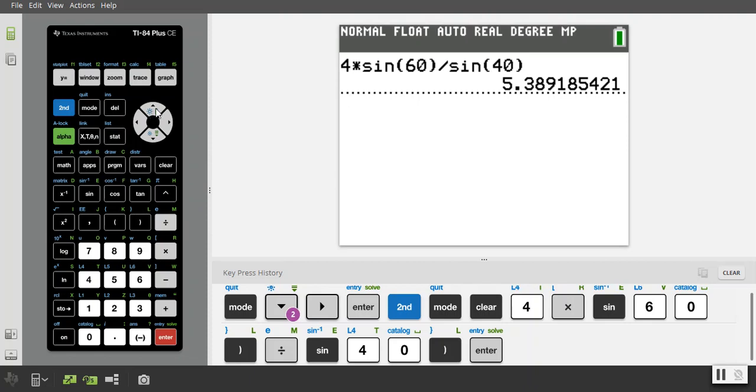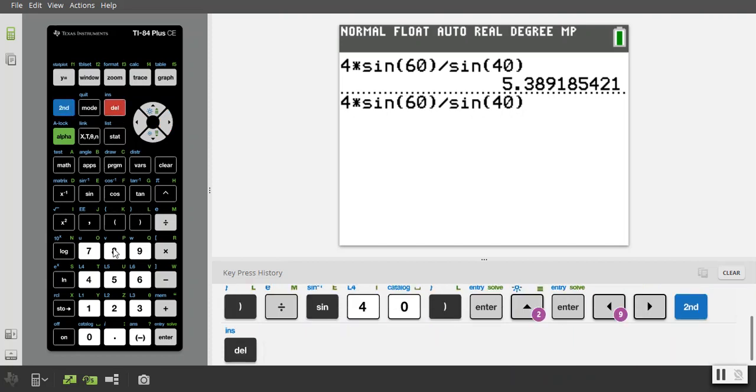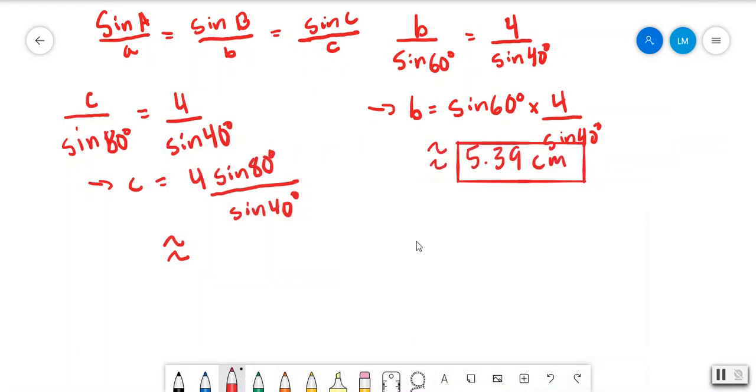So why don't we do this? We'll just go ahead and scroll up, and since we know that it's going to be sine of 80 degrees, why don't we just replace this with an 80, and then we'll just get rid of that. And that should be good to go. So we just push enter, and we get 6.13 centimeters.